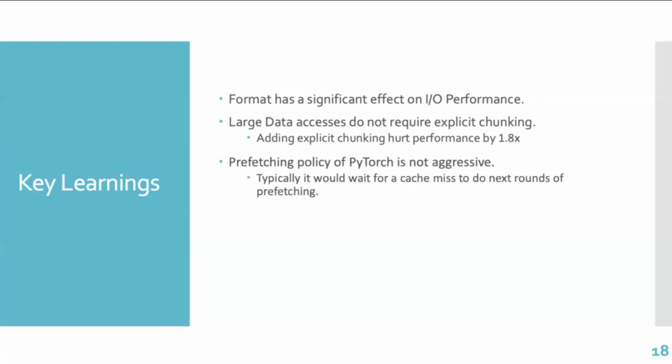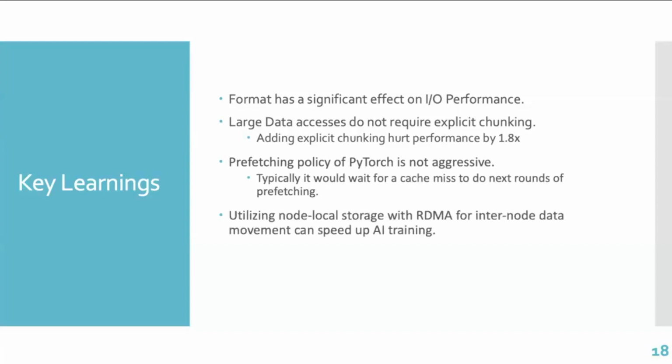The prefetching policy of PyTorch itself is not very aggressive. There is a lot of recent work going on to try to make it more tightly prefetching. Typical mechanisms use writing your data loader smartly, which most users don't. That's really bad. And finally, using node local storage with RDMA really helps to share data for AI workloads because it's typically read-only and there are no updates happening.